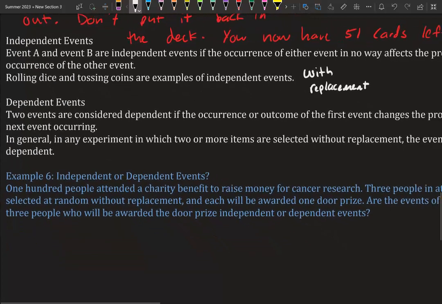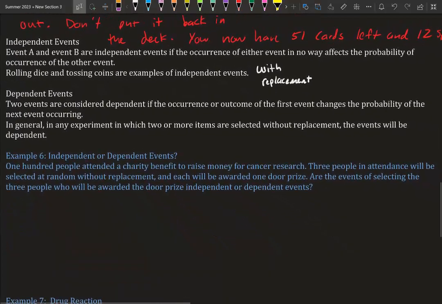Dependent events is just the opposite. Two events are considered dependent if the occurrence or outcome of the first event changes the probability of the next event occurring. In general, in any experiment in which two or more items are selected without replacement, the events will be dependent. So without replacement just means dependent.